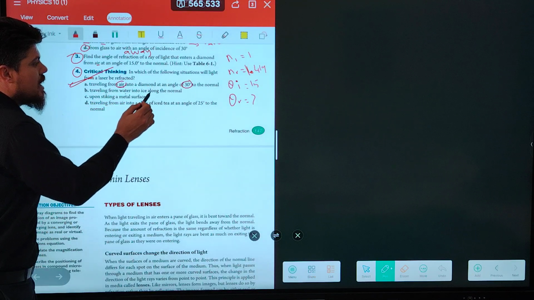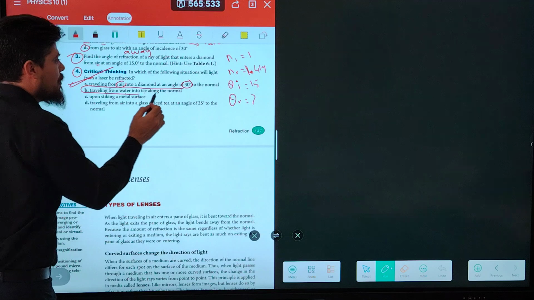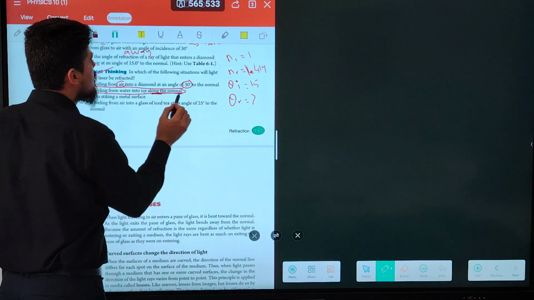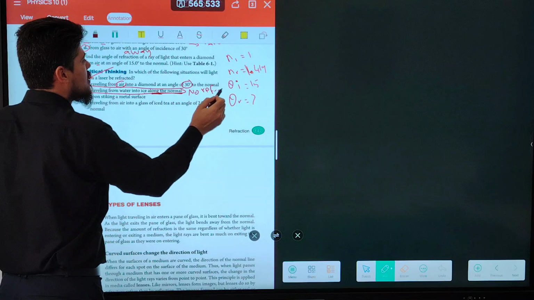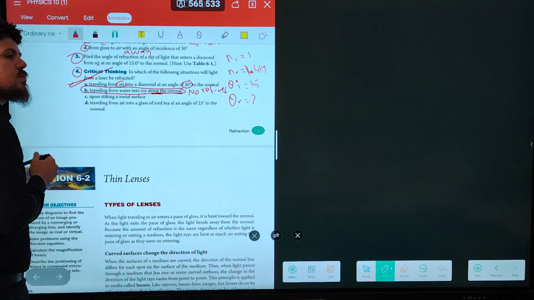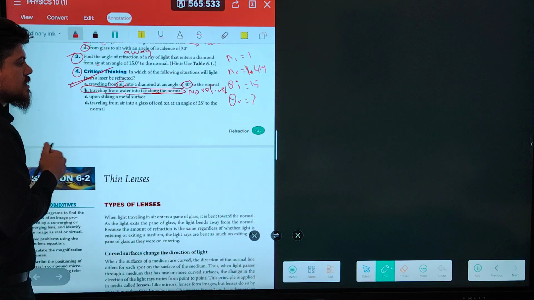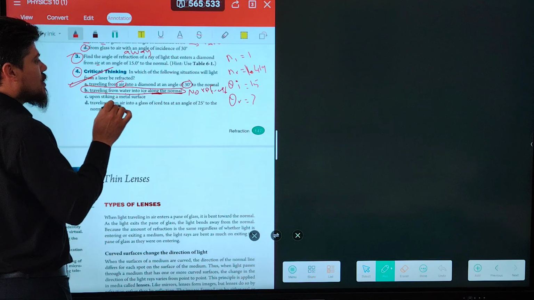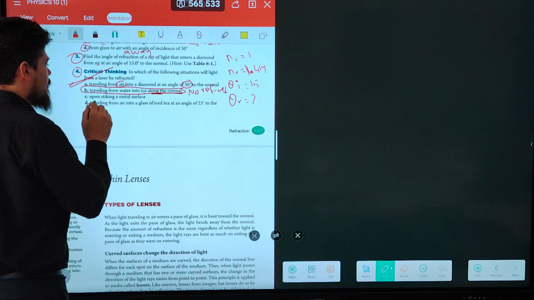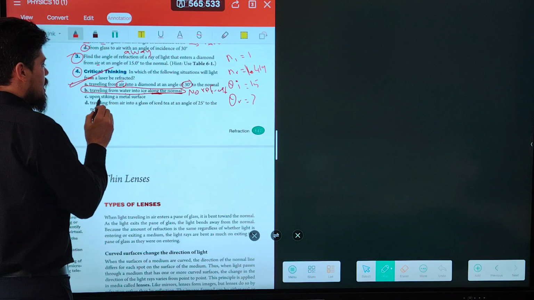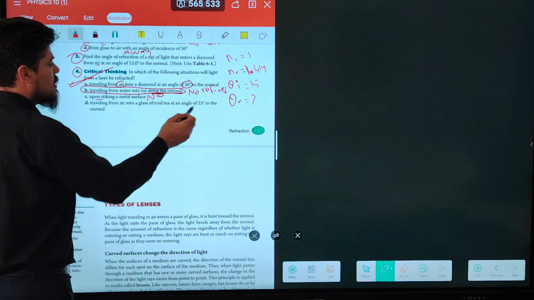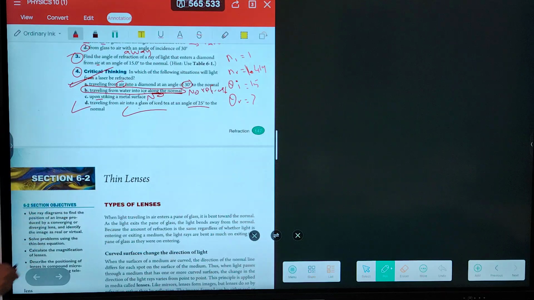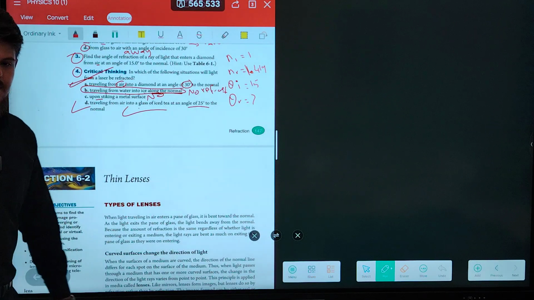Traveling from water into ice along the normal. Guys, pay close attention to this normal. Along the normal, no refraction. We don't have refraction, even if we have two substances with different densities, because the light travels along the normal. Upon striking a metal surface, also does not refract. Traveling from air into glass at an angle, yes. A and D, yes. B and C, no, they do not refract. Okay?